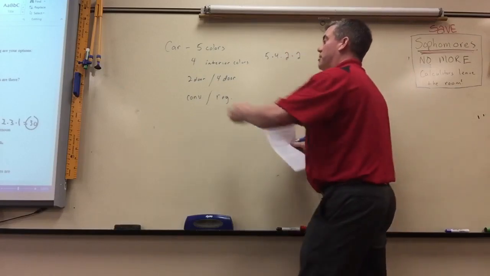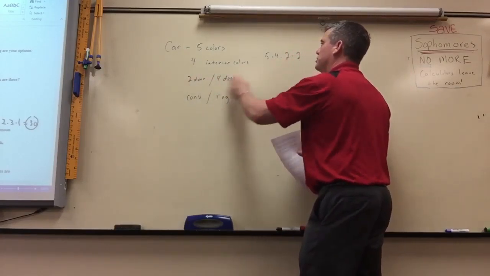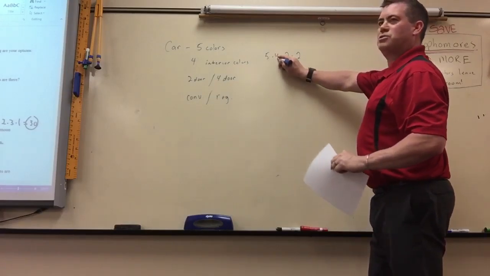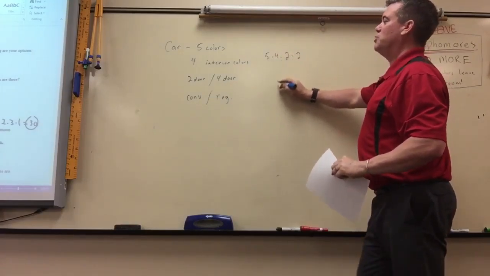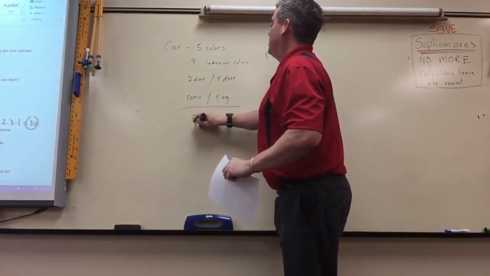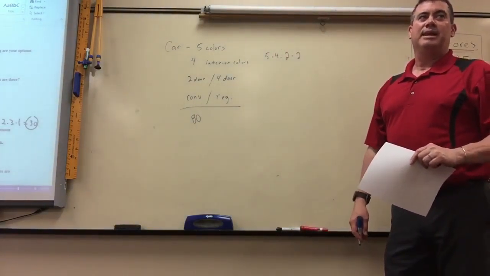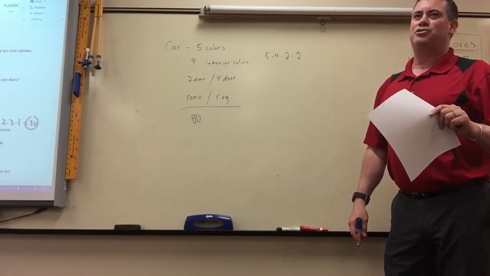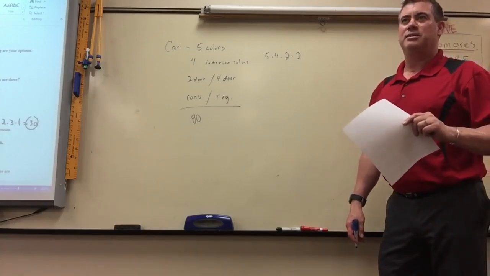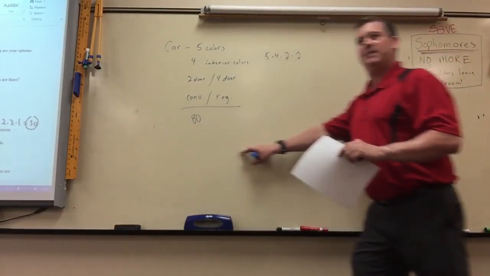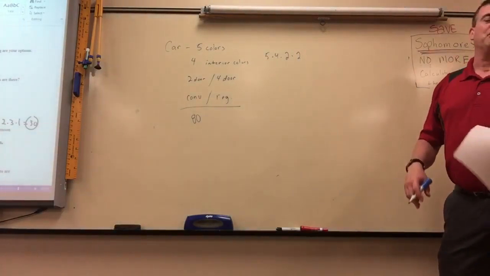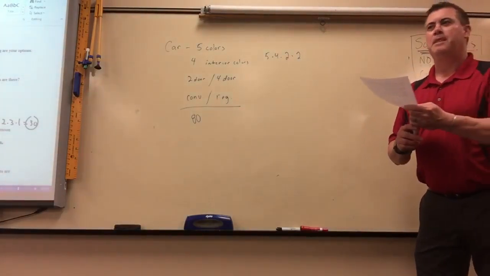Times 2 again. Remember, this is 2 choices, so it's 2. 5 times 4 is 20, times 2 is 40, times 2 is 80. 80 different combinations. So if you had to write a tree diagram for this, you would have 80 things across the bottom. So no, you'll never have to make one that big.